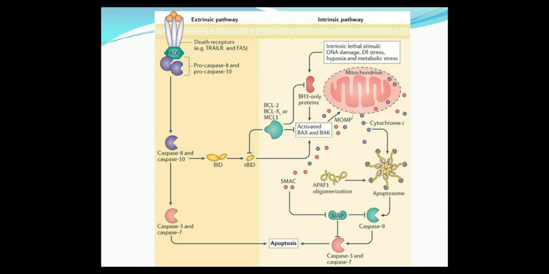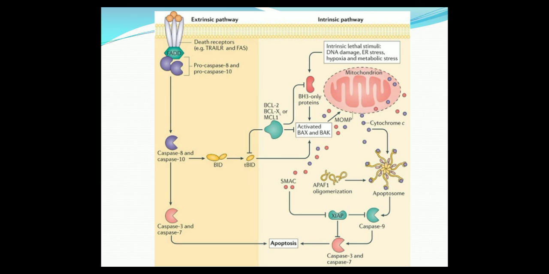Here you can see, the ligand will bind, and further death receptors will get activated. Procaspase 8 and procaspase 10, the inactive forms, will get activated here as caspase 8 and 10, and then they will activate caspase 3 and caspase 7, which will ultimately take the cell through the process of apoptosis.